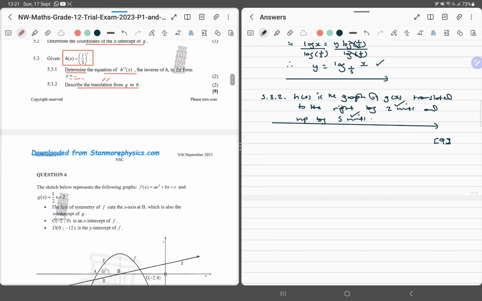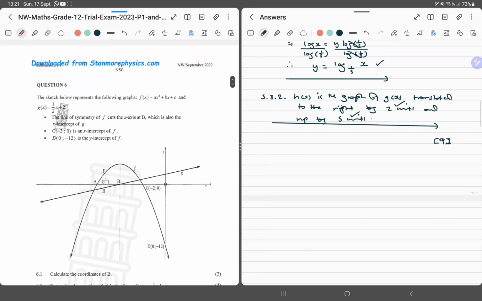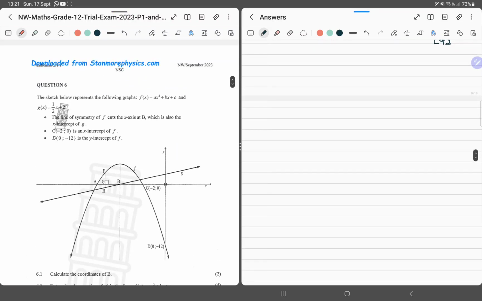Nothing really serious there. Let's get to the one that sometimes can cause a few issues: the parabola. But the parabola should already be a question a lot of you are comfortable with, because the parabola is like the bread and butter of maths.